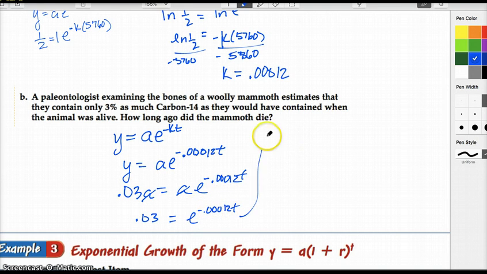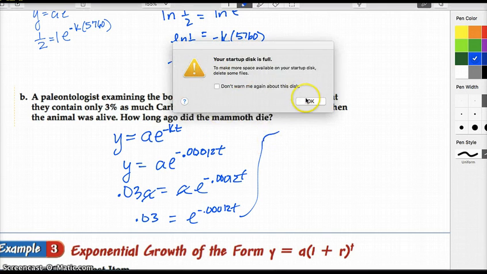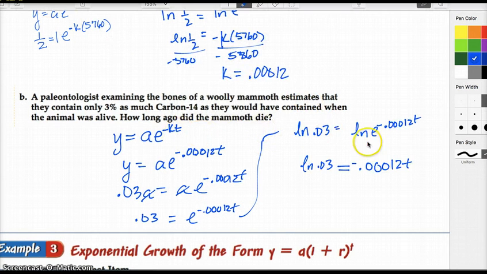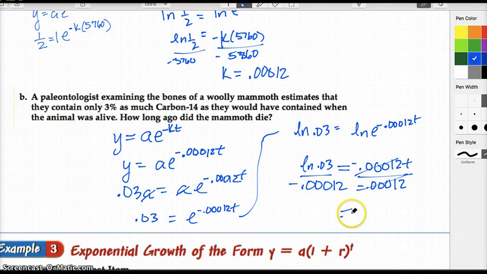You know what we'll do. We'll take the natural log of both sides, and we end up getting that the natural log of 0.03 is equal to that exponential value. And so now things are a little bit easier. We'll divide both sides in order to isolate that t value. And then with a little bit of calculator work, we get that t is equal to approximately 29,221 years.